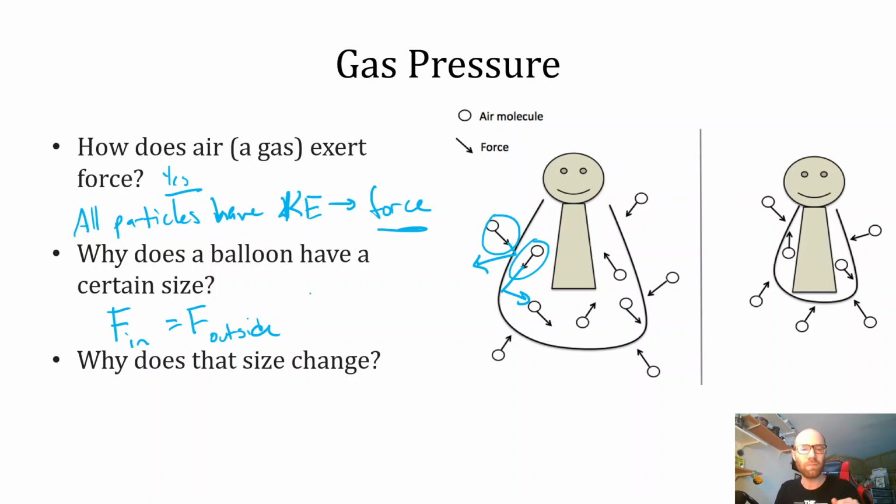So if we divide both by the same area, what we get is the pressure on the inside equals the pressure on the outside. And you can get that pressure to change, right? Like you can get more force or less area. We can see that happening. And that's what happened in the video.